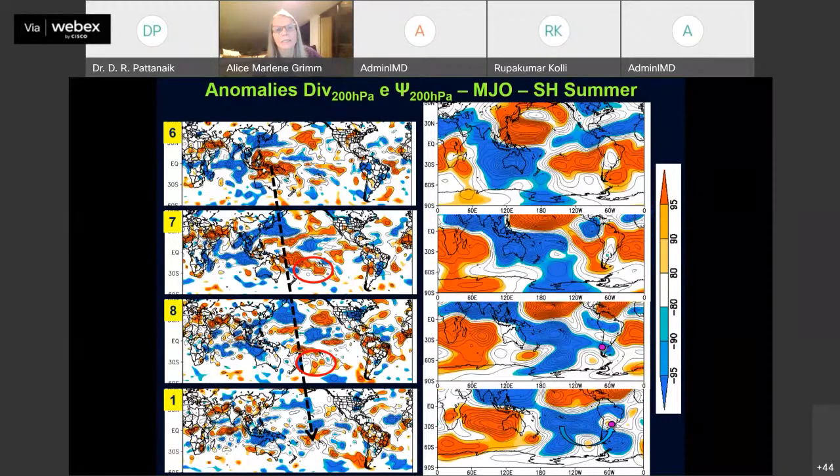But when this upper level anomalous divergence extends into this influence region here in the subtropics, extratropical teleconnection starts forming here. It starts forming in phase seven, is delineated in phase eight, and is fully established in phase one, when the anomalous convection over South America is at its maximum.